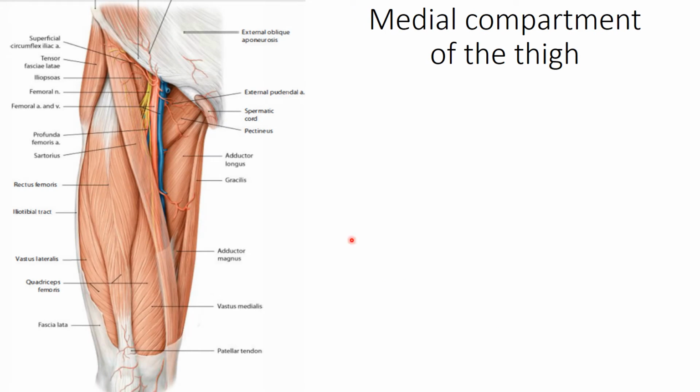Now, we will see these muscles. This is the medial compartment. Superficially, we can see this is the gracilis. Here, lying in the floor of the femoral triangle, medial one is the pectineus. Then this is adductor longus, and below where the adductor longus ends, we can see the deep lying adductor magnus.